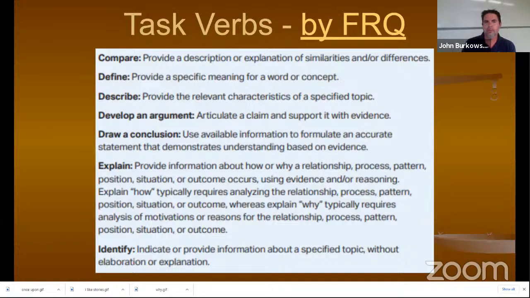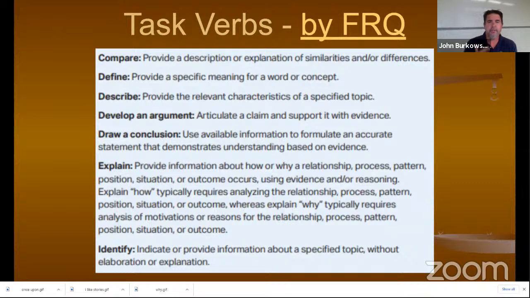The other verbs are going to be applied to other FRQs. For example, develop an argument really simply means develop a thesis. That's going to be key in your argumentative essay, which will be discussed later. Draw a conclusion: you will see that specifically with the quantitative analysis FRQ, and that will be discussed in the episode focused on the QA. But describe and explain for sure.